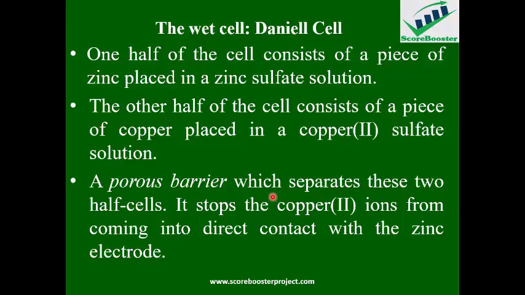Salt bridge also contains ions because we want the electrons to flow so that the circuit will be connected together. If we are not using something that contains ions, electrons will not flow from one compartment to another. So that's what we call a salt bridge.